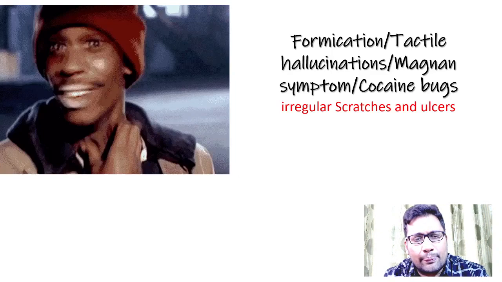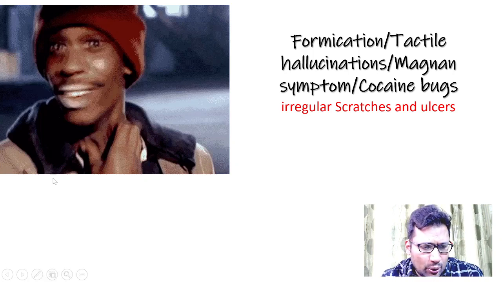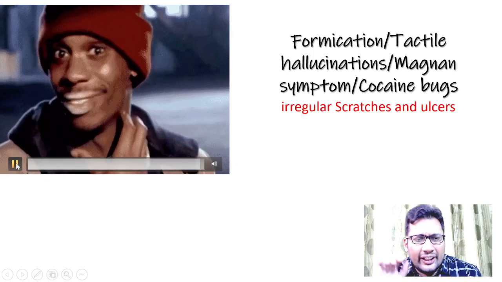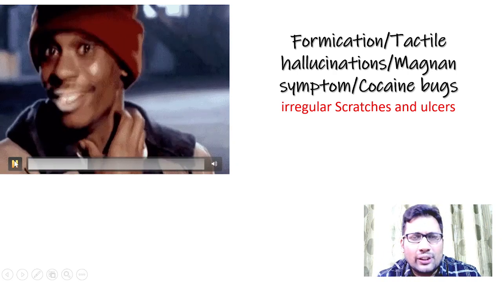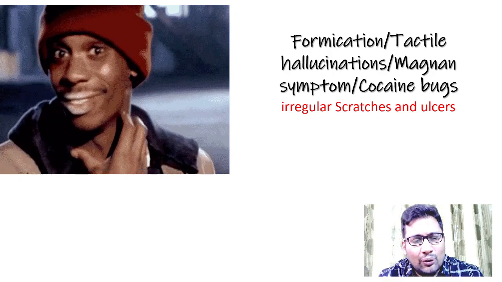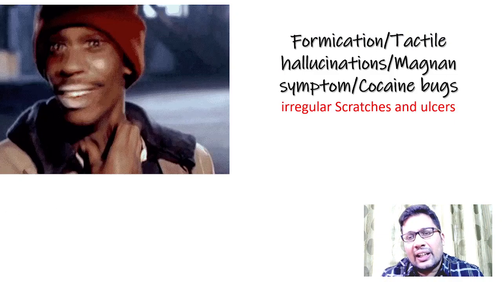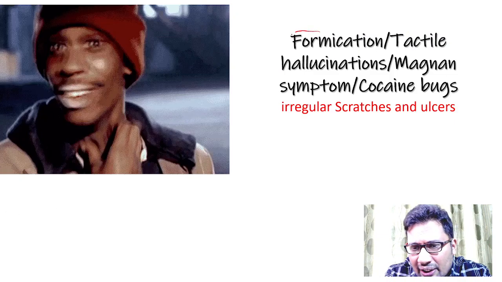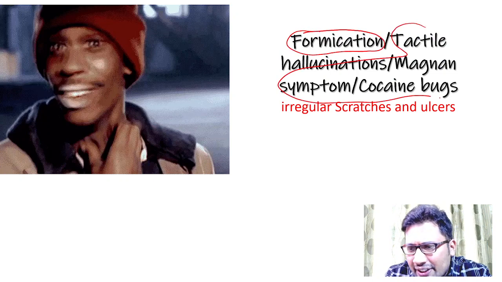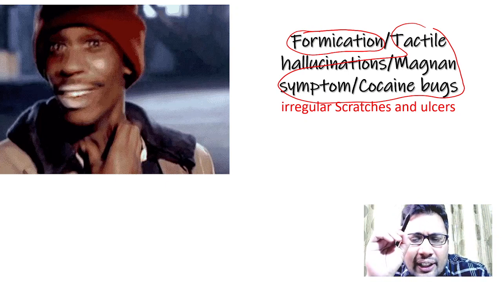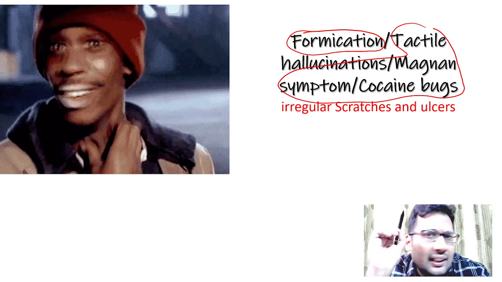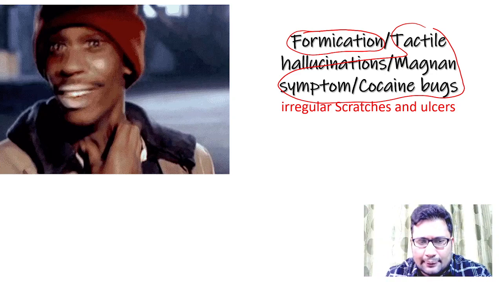Let's see some more important points. This is a very commonly asked question, asked almost 5 times in recent exams. You can see the person who is suffering from chronic cocaine poisoning is having tactile hallucination. These tactile hallucinations are known as formication, or Magnan symptom, the cocaine bugs. What will be the clinical finding? Irregular scratches and ulcers. Very commonly asked in exams.